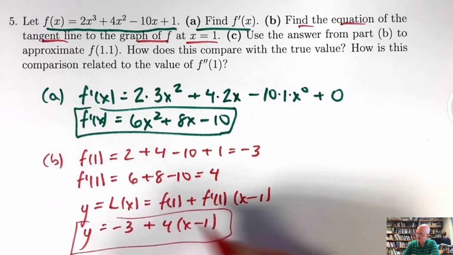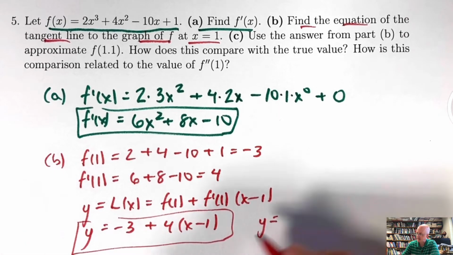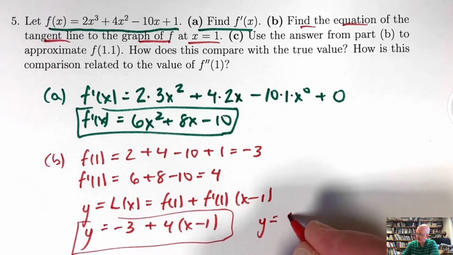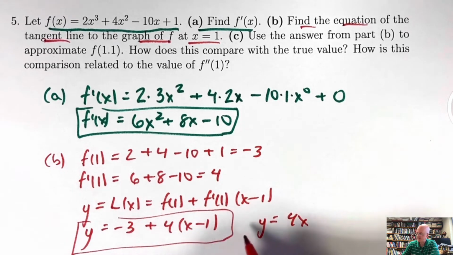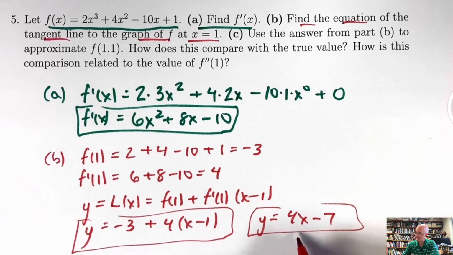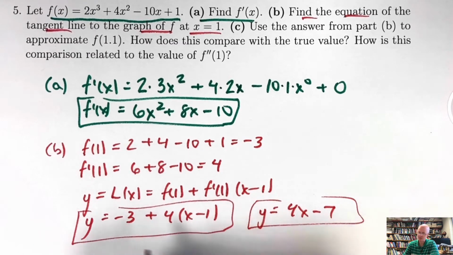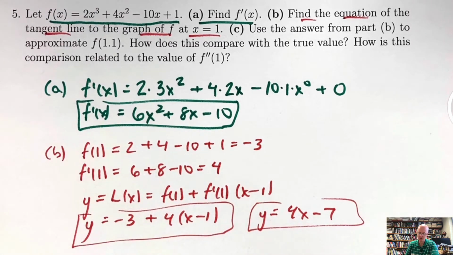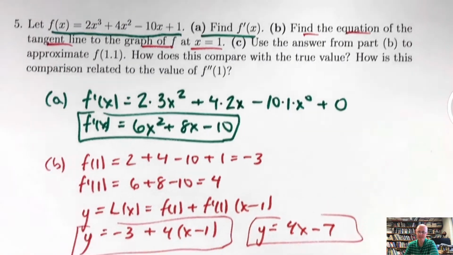You certainly can also expand it out. You could write it as y equals 4x, negative 3 minus 4 is a minus 7. Both of those are fine answers. This one would be in simplified slope-intercept form. This is more in point slope form. The point slope form is easier, though, to do part C.